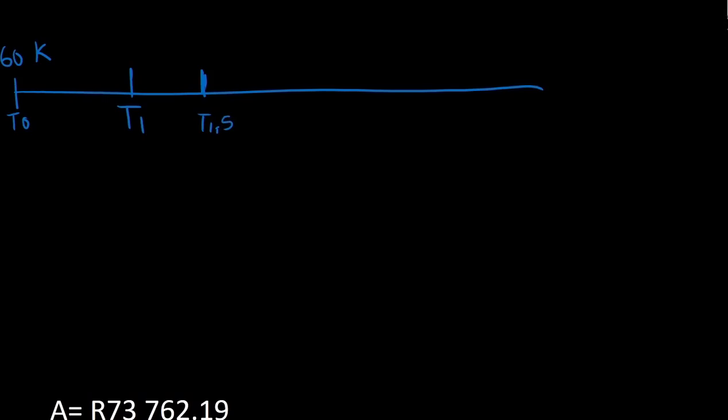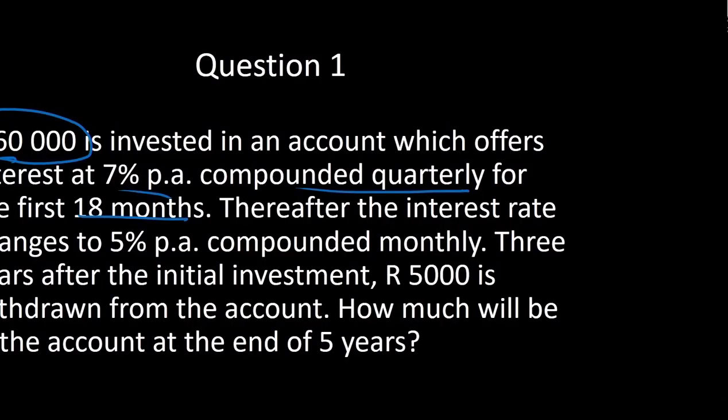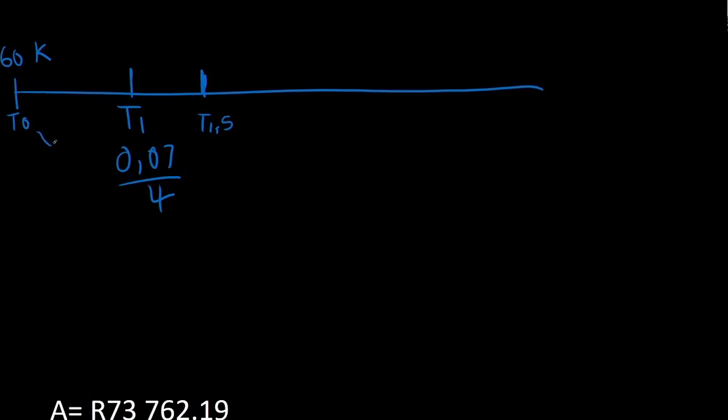We don't usually represent the 1.5s on the timeline, but it looks like in this question we're going to need to. And the interest rate is 0.07, because it's 7% divided by 100, and it's over quarters over that period. So from the time we put the money in until this time here, our interest rate is 0.07 divided by 4.